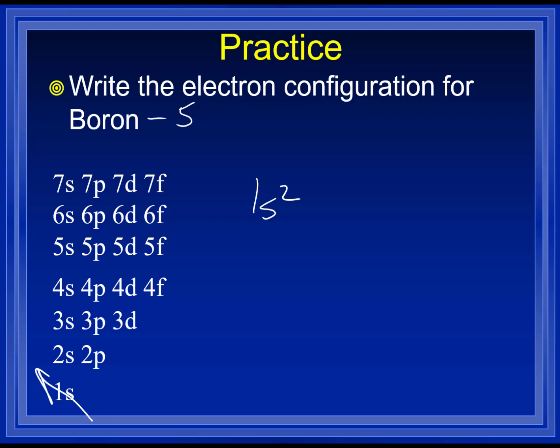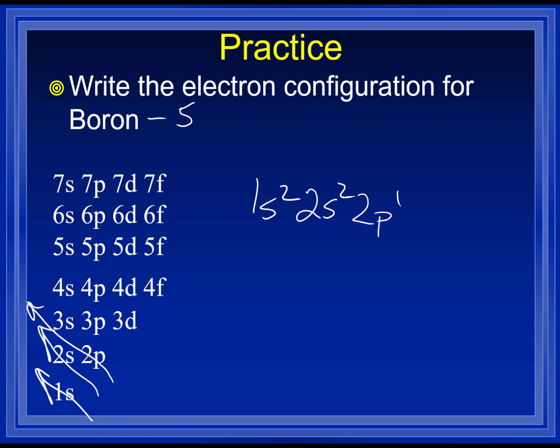Am I done yet? No. Next line goes through 2s. How many can s's hold? 2. Am I done yet? No. Next line goes through 2p. 2p can hold 6. Do I write a 6 here? No, because I only need 1 more. So it's 2p1.